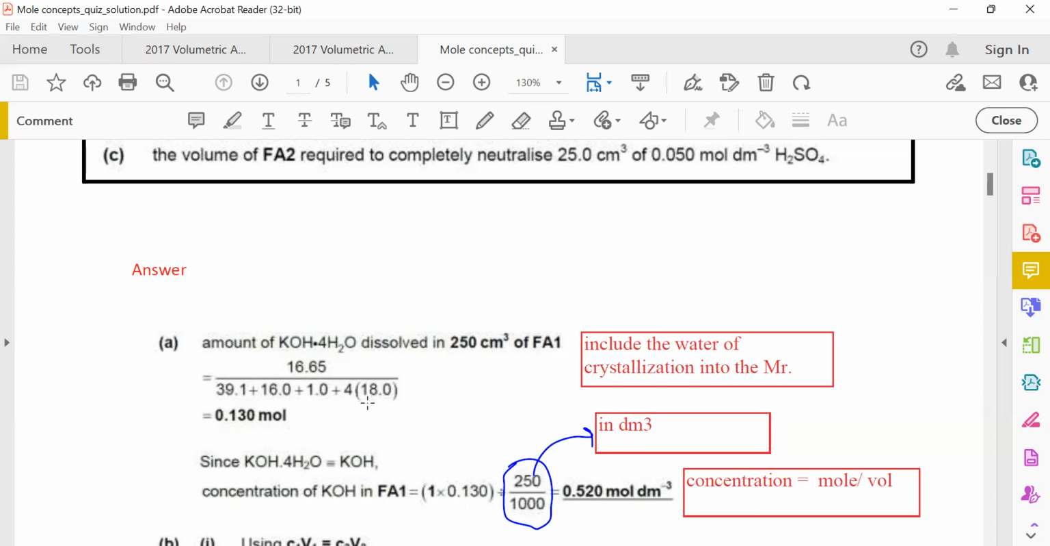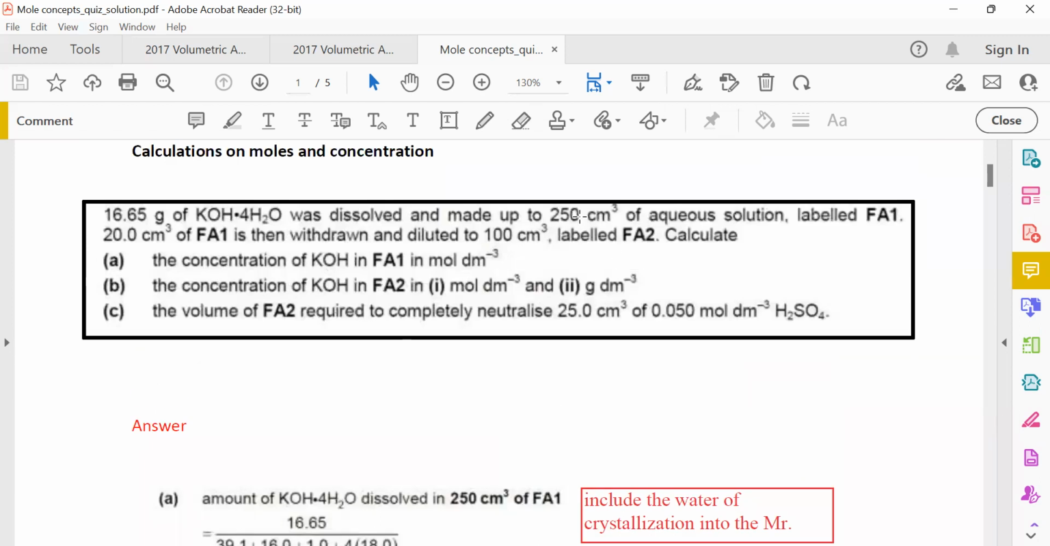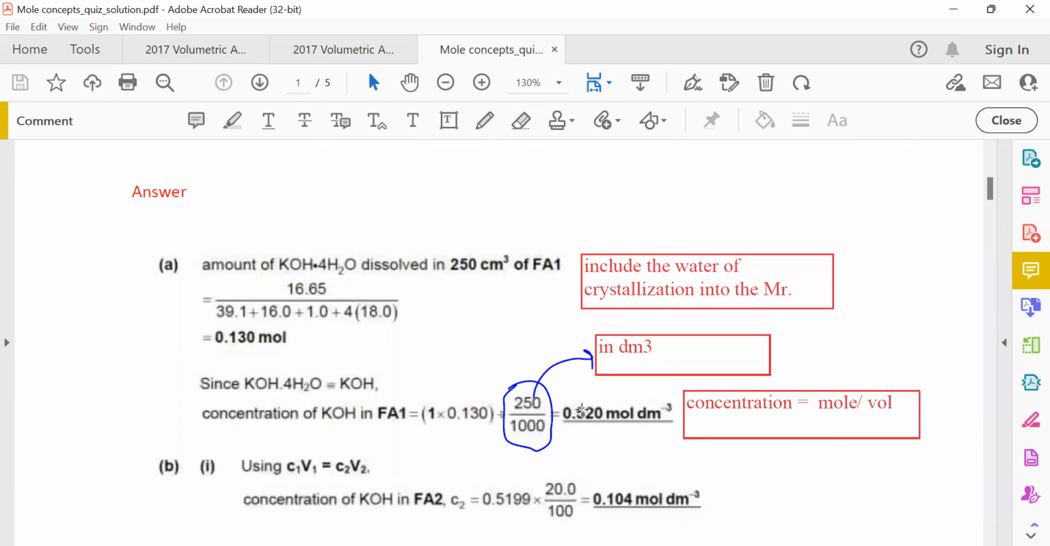So you can see from the answer, there's actually 4 times 18.0, because they have taken water into consideration. Of course, the number of moles of the KOH is the same. To calculate the concentration of KOH, just take the amount that you have calculated divided by the volume. Remember the question was made up to 250, so you divide by 250 over 1,000. Do remember that you are looking at volume in dm cube. So just to recap, concentration is moles divided by the volume. Very simple. So that's part A answer.